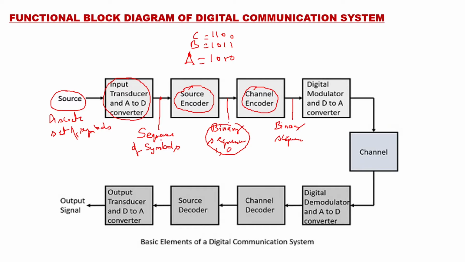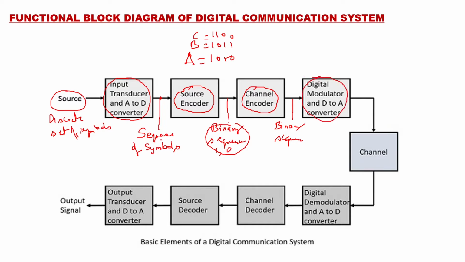You have added some extra bits so that those bits can be used to verify, detect, check, and correct noise and interference when the signal travels in the communication channel. After that, the complete binary stream, with the information plus the channel encoded bits, is given to a digital modulator here.